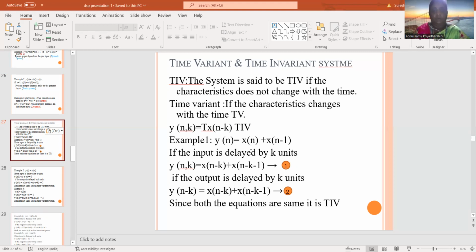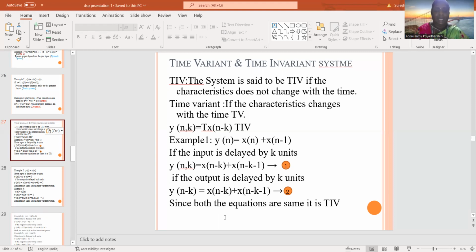Example, y of n is equal to x of n plus x of n minus 1. If the input is delayed by k units, then n has to be replaced by n minus k, so we get x of n minus k plus x of n minus k minus 1. And if the output response itself is delayed, n has to be replaced by n minus k, so y of n minus k is equal to x of n minus k plus x of n minus k minus 1. So here both conditions are the same.